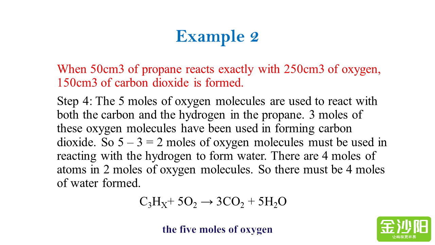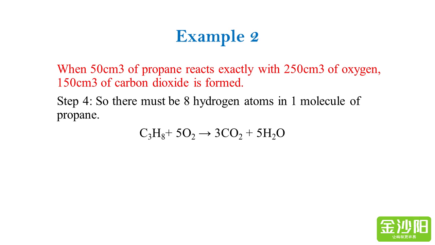The 5 moles of oxygen molecules are used to react with both the carbon and the hydrogen in the propane. 3 moles of these oxygen molecules have been used in forming carbon dioxide. So 5 minus 3 equals 2. 2 moles of oxygen molecules must be used in reacting with the hydrogen to form water. There are 4 moles of atoms in 2 moles of oxygen molecules. So there must be 4 moles of water formed. Therefore, there must be 8 hydrogen atoms in 1 molecule of propane. Now, we can get the chemical formula for propane.